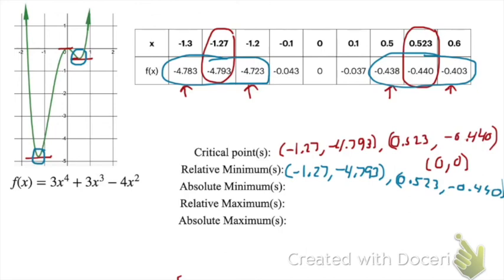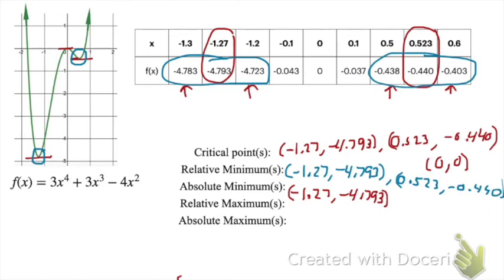Then we look for absolute minimum. Is there a place that is the lowest point on this graph? And in this case, we do have it because our ends are both going to infinity. So we do have an absolute min, and it is at negative 1.27, comma, negative 4.793. So that's our minimums. Then we're looking for relative maximums.